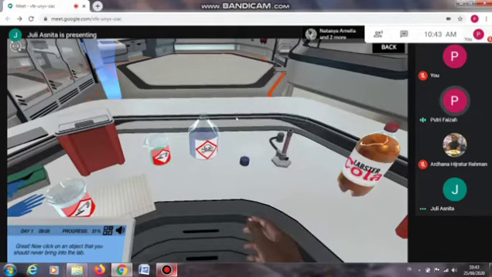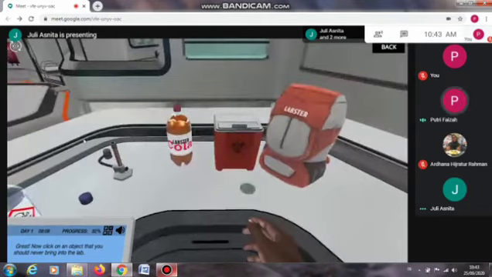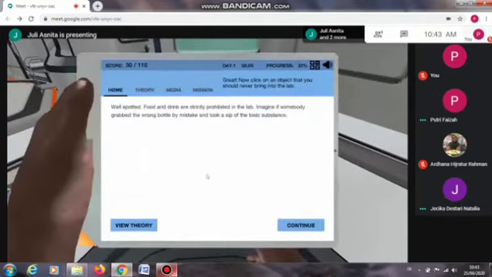Now click on an object that you should never bring into the lab. Next, let's take the cola bottle. Well spotted. Food and drink are strictly prohibited in the lab. Imagine if somebody grabbed the wrong bottle by mistake and took a sip of the toxic substance.